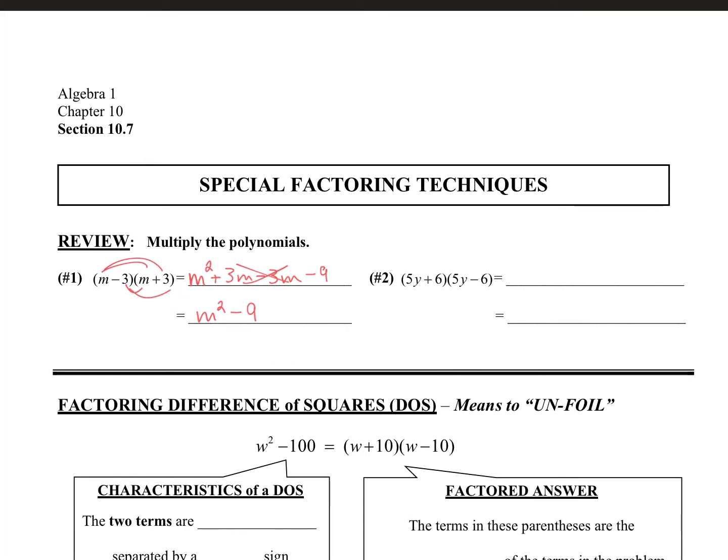This is that sum and difference pattern that we talked about. Same idea on the right now, we also have a sum and difference pattern. We multiply the first terms together, so we have 25y squared. Outside terms, negative 30y. Inside terms, positive 30y. And last terms, negative 36. Because we have that sum and difference pattern, these two terms in the middle are always going to cancel. So we're just left with 25y squared minus 36.